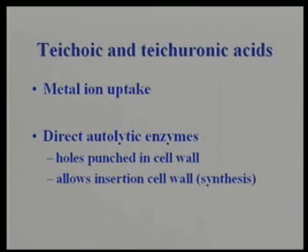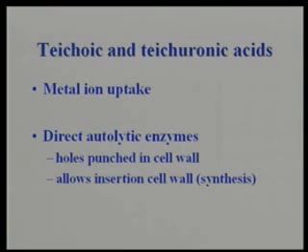Again, bacteria that are grown under low phosphate conditions cannot make a teichoic acid. They will make a teichuronic acid under low phosphate conditions. Under high phosphate conditions, they will make a teichoic acid. Is that clear?